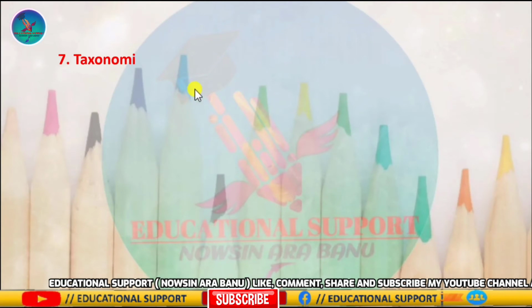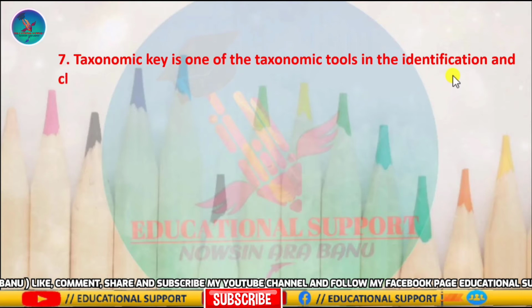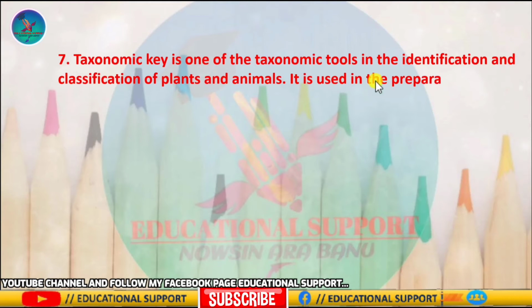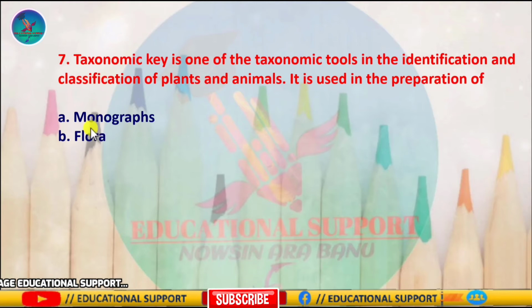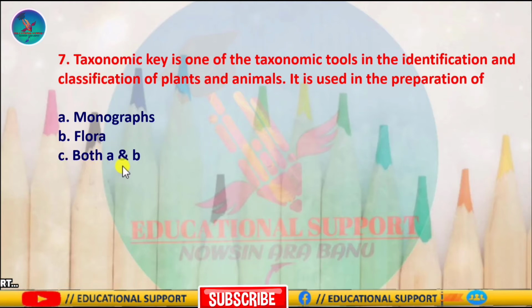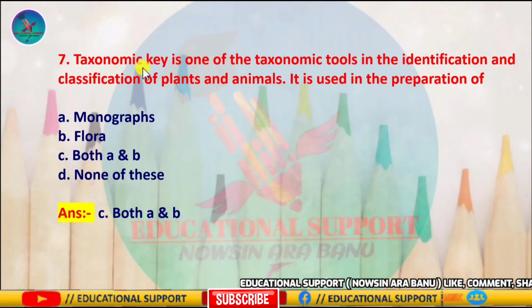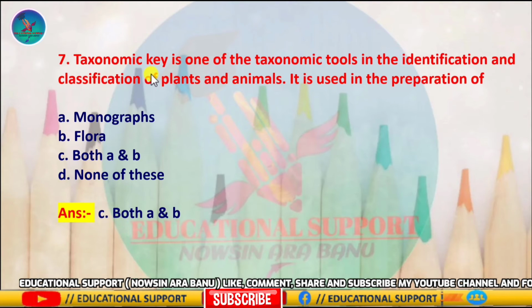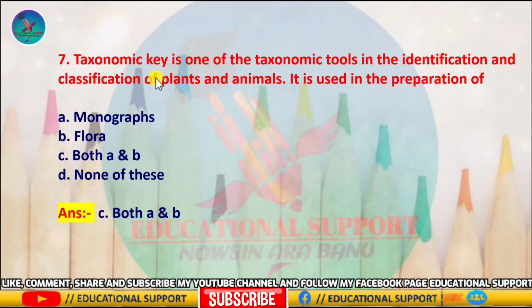Next question is, the taxonomic key is one of the taxonomic tools in the identification and classification of plants and animals, and it is used in the preparation of: monographs, flora, both A and B, or none of these. So the correct answer is both A and B. Because taxonomic keys are tools that help in identification of organisms based on characters, which includes both monograph and flora.